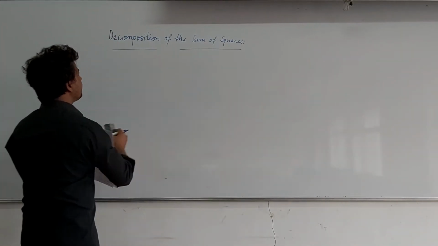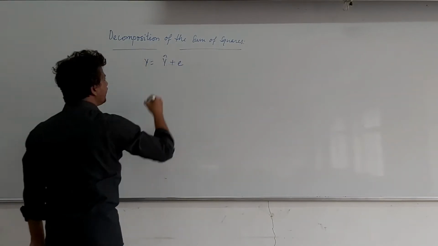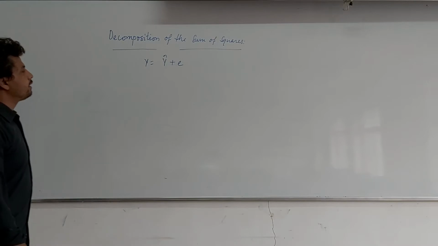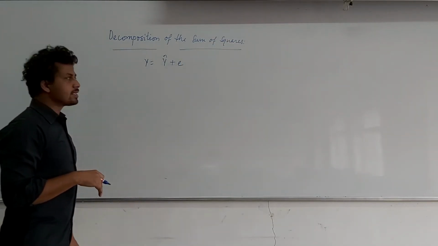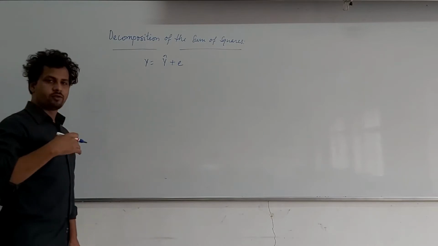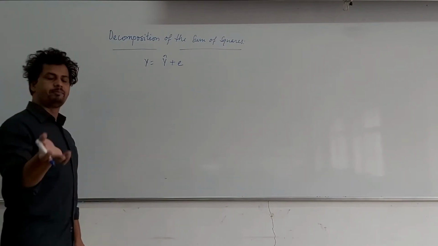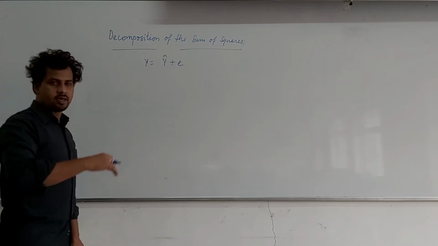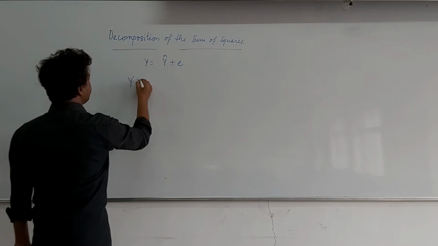So y can be decomposed into two parts, y hat plus e, right? Next thing we have to talk about is the sum of squares. In our previous lectures, we noticed that to get the sum of squares, we take the vector and pre-multiply it with its transpose. So I pre-multiply y with y transpose.